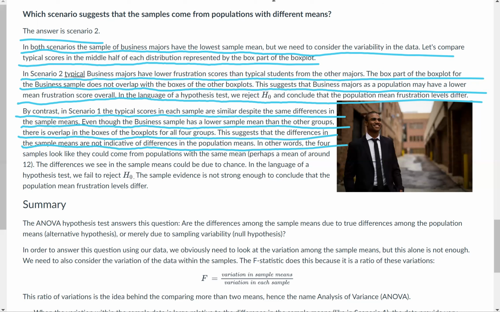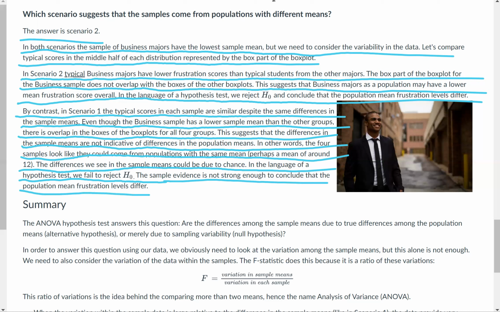In other words, the 4 samples look like they could come from populations with the same mean, perhaps a mean of around 12. The differences we see in the sample means could be due to chance. In the language of a hypothesis test, we fail to reject the null hypothesis, H sub 0. The sample evidence is not strong enough to conclude that the population mean frustration levels differ.